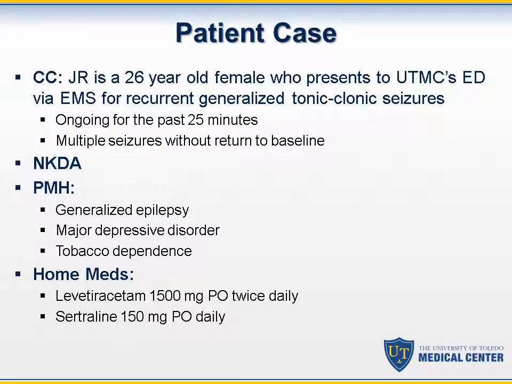So looking first at the patient case, JR is a 26-year-old female who presents to UTMC's ED via EMS for recurrent generalized tonic-clonic seizures. They have been ongoing for the past 25 minutes, and she's had multiple seizures without return of baseline. She has no known drug allergies. Past medical history is listed there, and her home meds include levetiracetam, 1,500 milligrams, PO twice daily, and then sertraline, 150 milligrams daily.